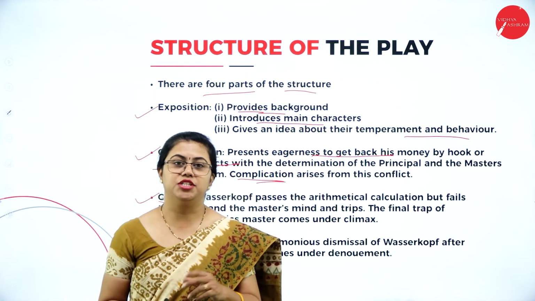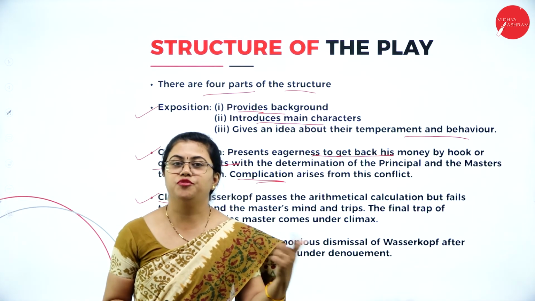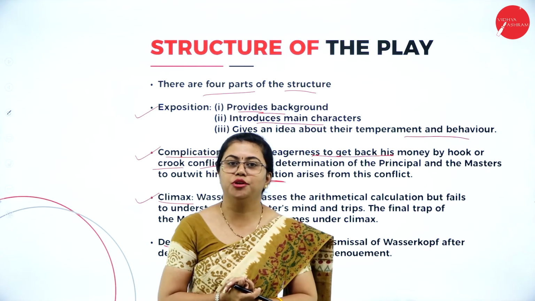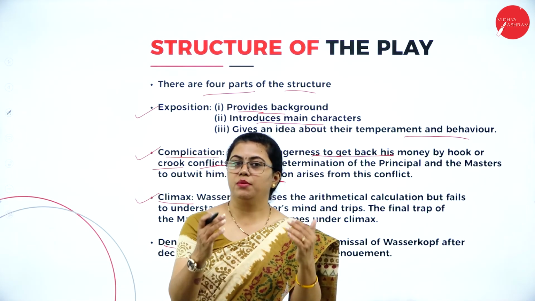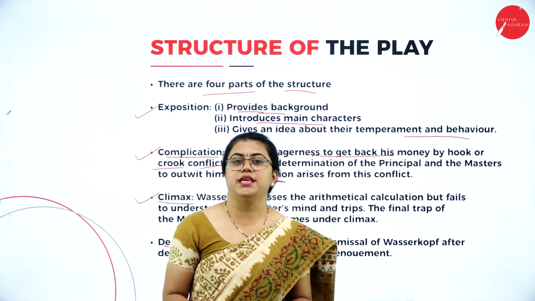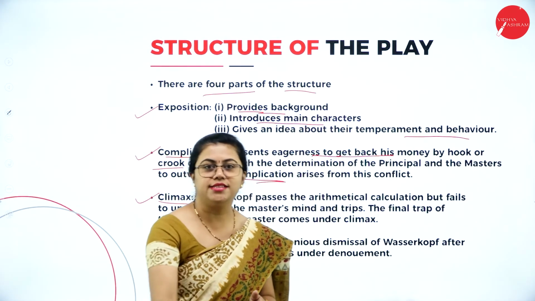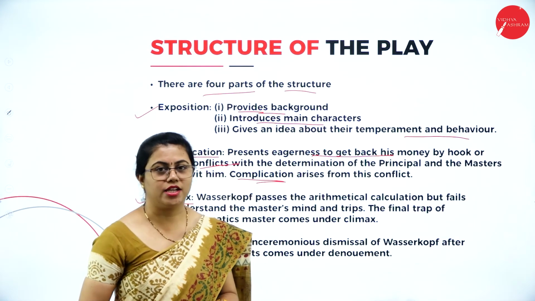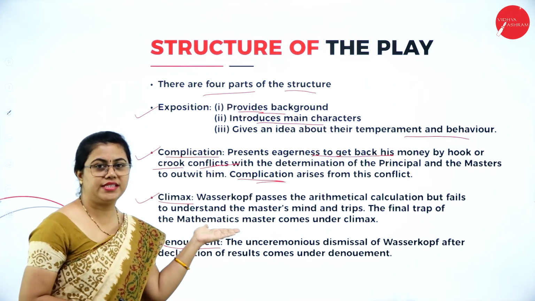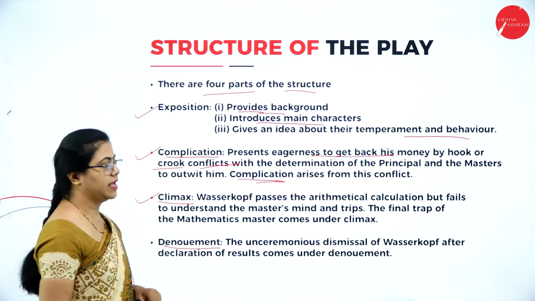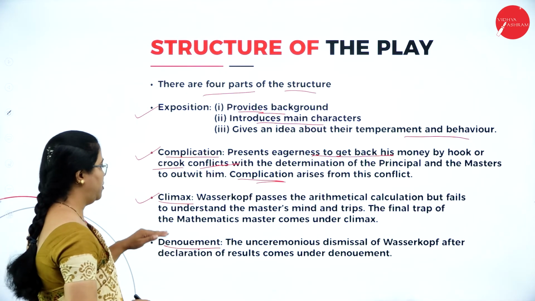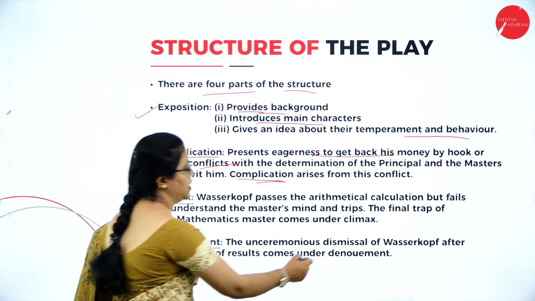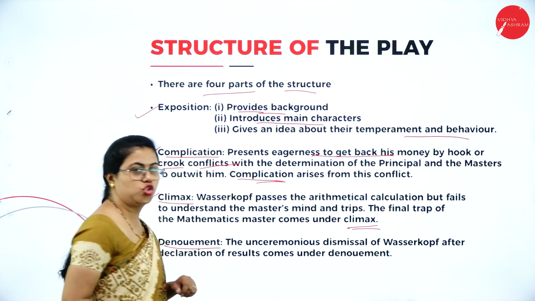Actually, the mathematics teacher's difficult question was how much fees has to be refunded, and Wasserkopf gives all the calculation perfectly. Since he gave a perfect calculation, Wasserkopf himself had to agree that his answer was correct, and the mathematics lecturer does the same thing. So he does not get his fees back. This is the climax. This final trap of the mathematics master comes under climax. So this is the climax of the story.